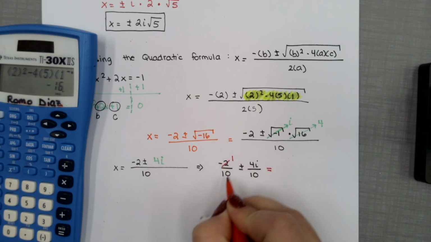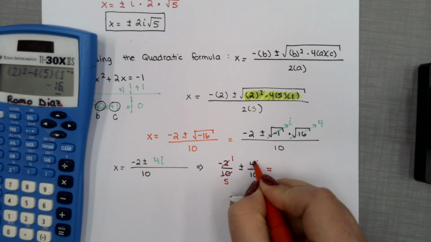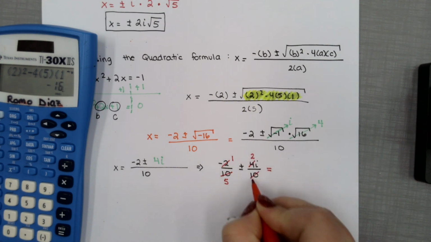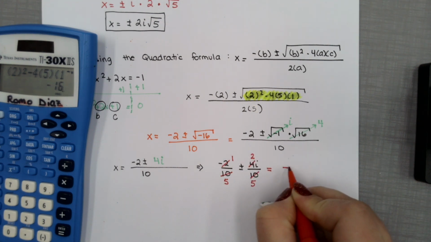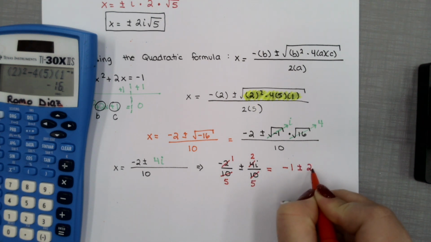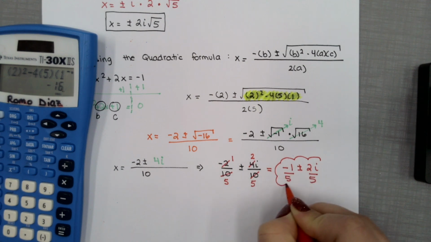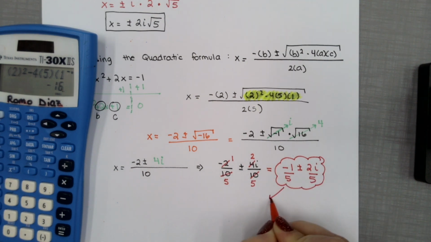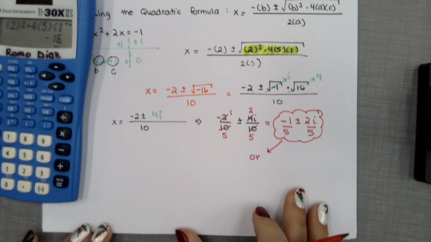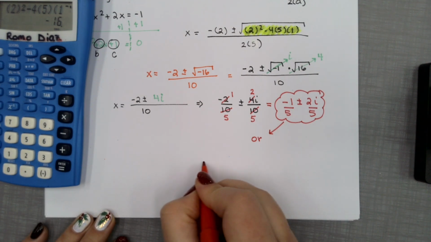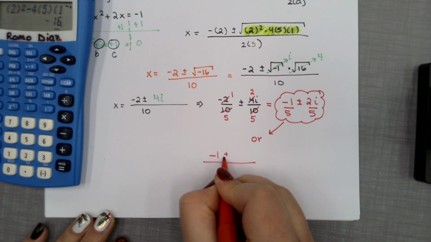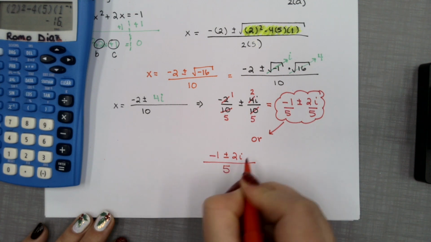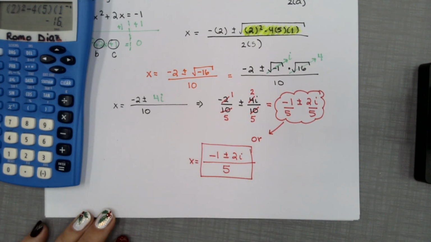2 goes into 2 once, 2 goes into 10 5 times, 2 goes into 4 twice, 2 goes into 10 5 times. So you have negative 1 plus or minus 2i, both over 5. You can give me this answer. This is fine. Or because they have both the same denominator, you can write it as one large fraction. And that's our x equals.